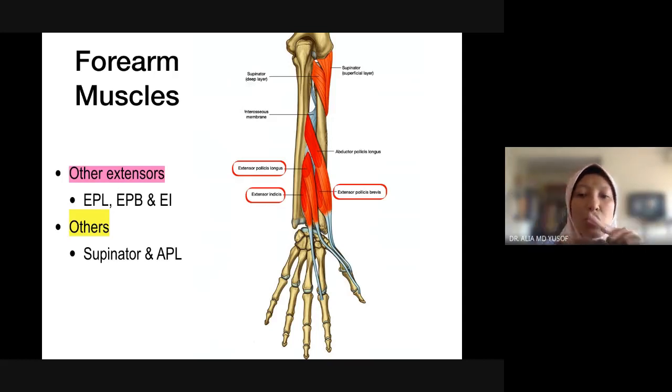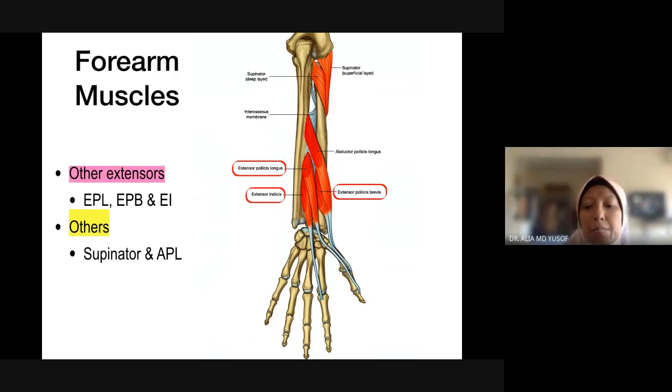That's why this finger is stronger than the rest of the other fingers in terms of extension, because dia ada extensor digitorum, dia juga ada extensor indicis. Extensor digitorum dan juga extensor indicis. This one and this one, dia memang lebih kuat daripada yang lain.